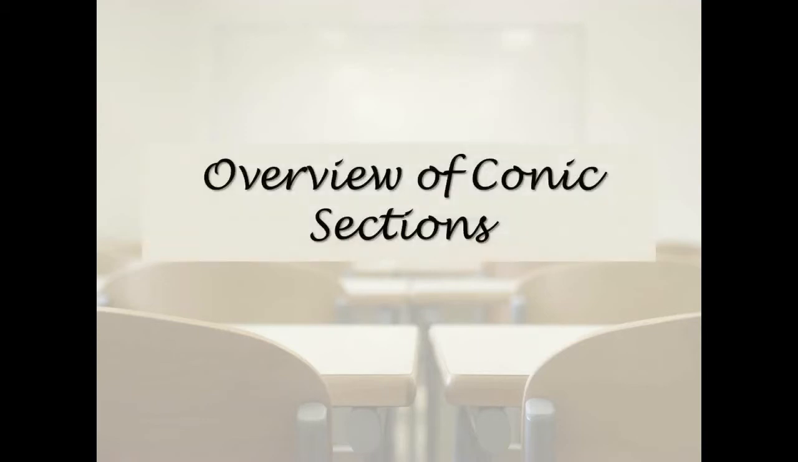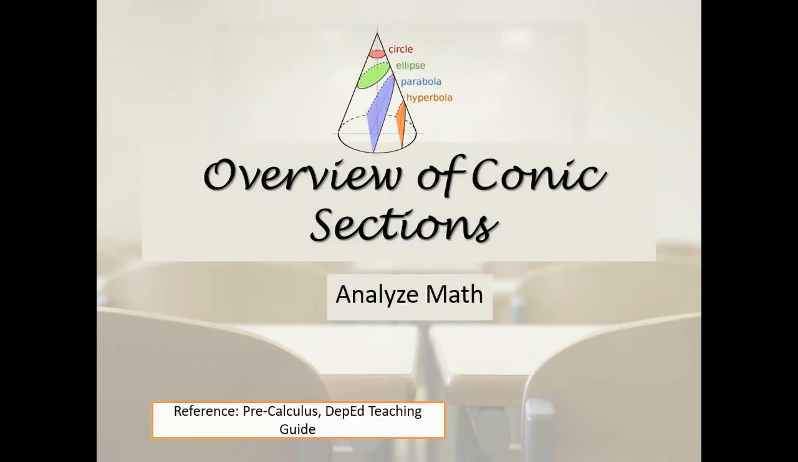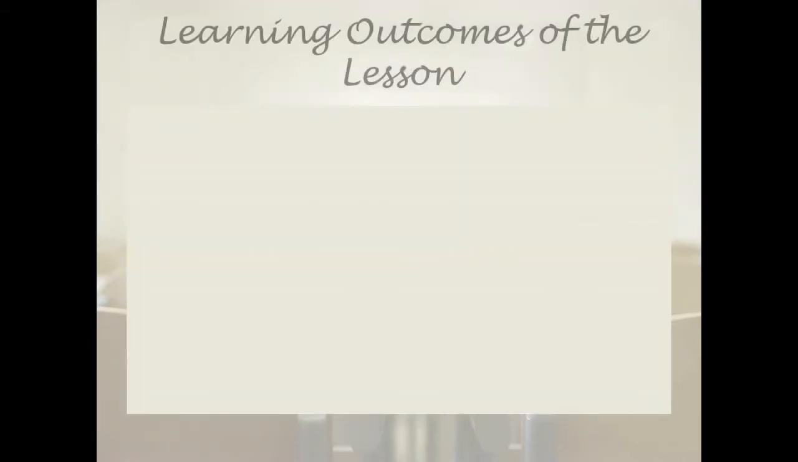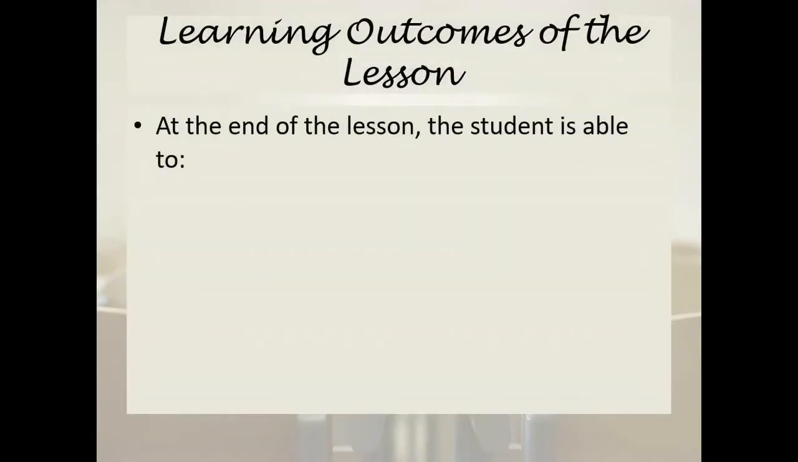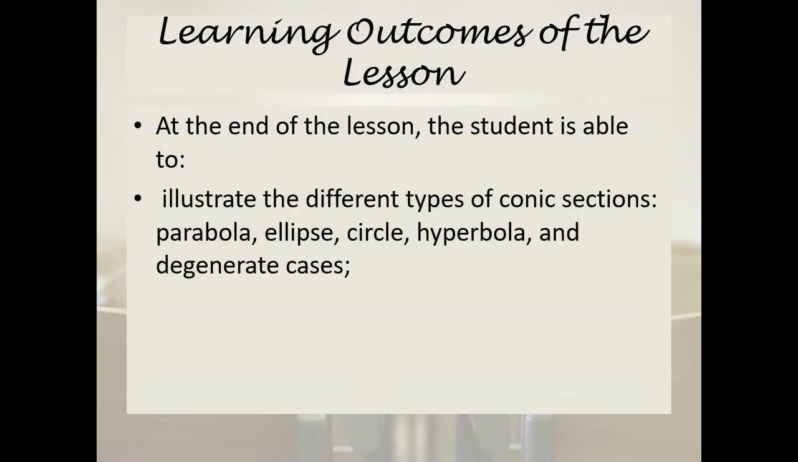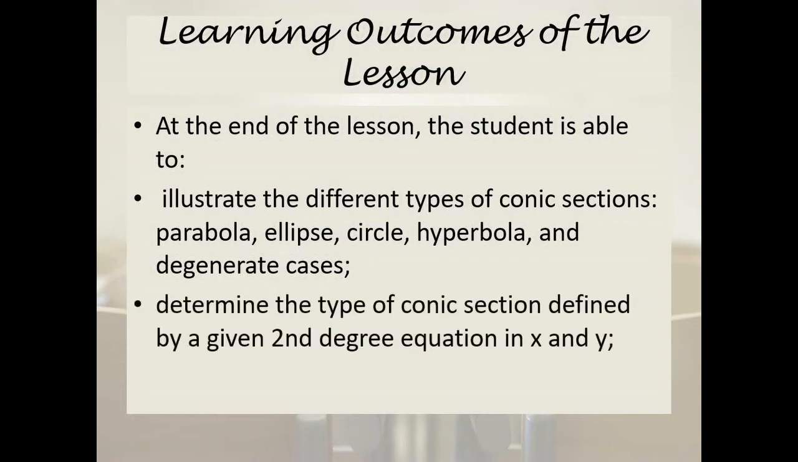I hope you're fine. We are now going to discuss an overview of conic sections. Learning outcomes of the lesson. At the end of the lesson, the student is able to illustrate the different types of conic sections: parabola, ellipse, circle, hyperbola, and degenerate cases. Determine the type of conic section defined by a given second-degree equation in x and y.